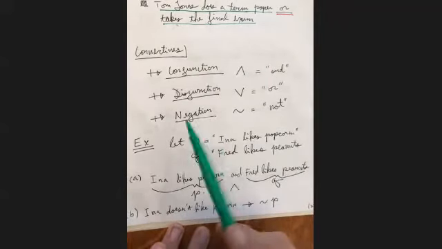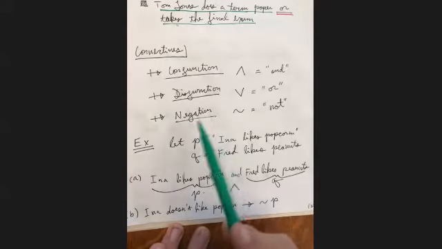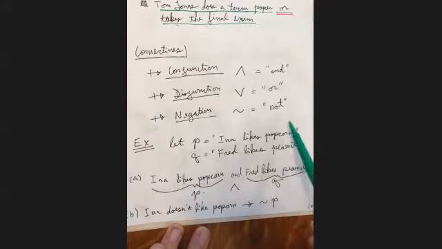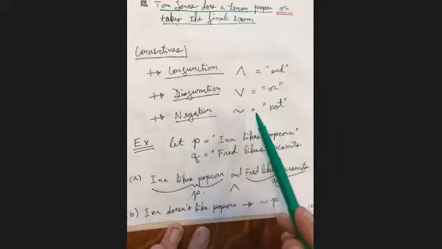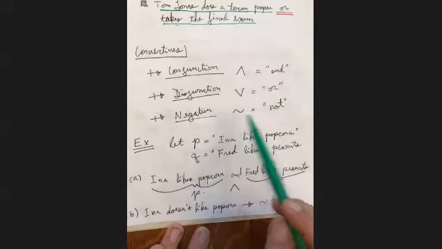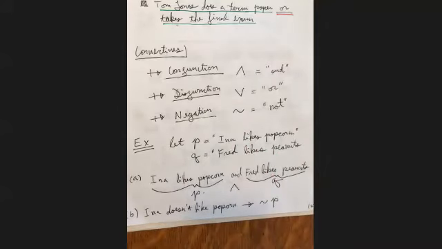And then finally, we have negation. Negation corresponds to the English word not. And in order to represent it symbolically, we use this squiggly, or what is formally called a tilde. This comes before the symbol for the statement in order to negate the statement.